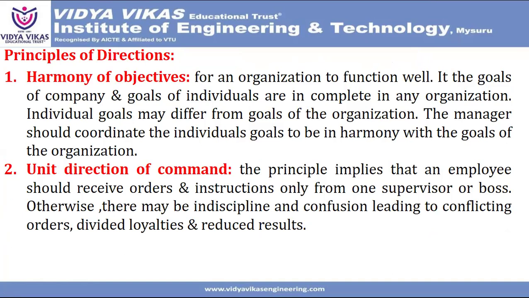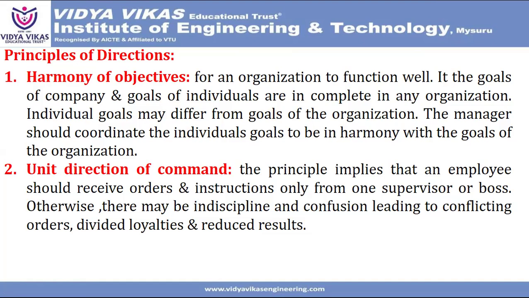What do you mean by harmony of objectives? Harmony of objectives means each and every organization will have some objectives, and simultaneously individual subordinates also will have certain goals personally. So both subordinates' objectives and company objectives should be matched, but it's not possible 100%. But as a manager, we should coordinate the individual goals to be in harmony with the goals of the organization.